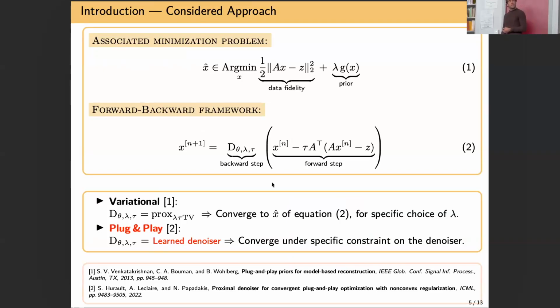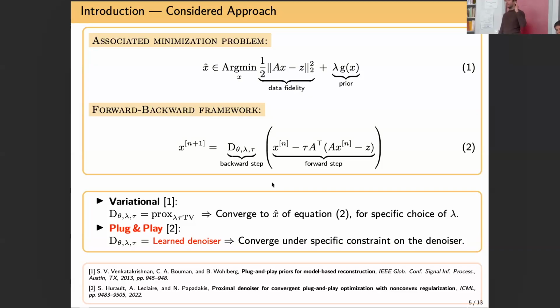The minimization problem associated to that model, to find an approximation of x-hat, the high resolution image, from the observation, is the following. As you can see in equation 1, we have a data fidelity term and a prior term. Usually that prior term is a non-differentiable function. That's why we need to use an iterative scheme to approximate our x-hat. The iterative scheme that we used was the forward-backward framework, with a backward step associated with the prior, our G function, and a forward step associated with the data fidelity term.